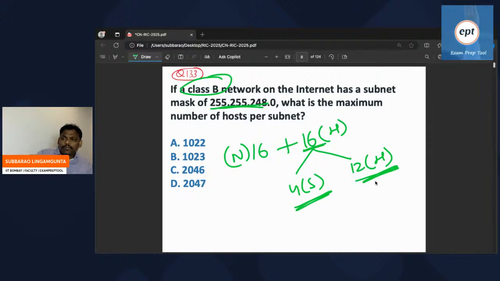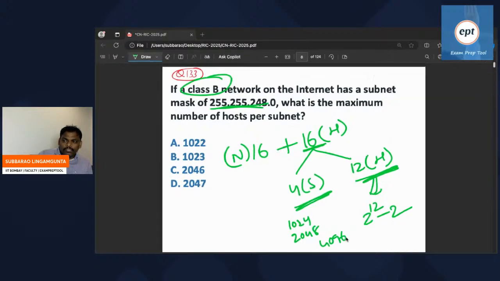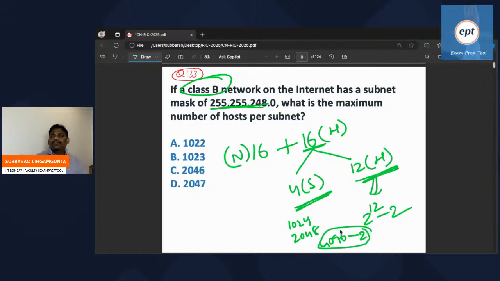What is the maximum number of hosts per subnet? 2 power 12 minus 2. 2 power 10 is 1024. 2 power 11 is 2048. 2 power 12 is 4096. Minus 2. Do calculations properly, in case anything is wrong.